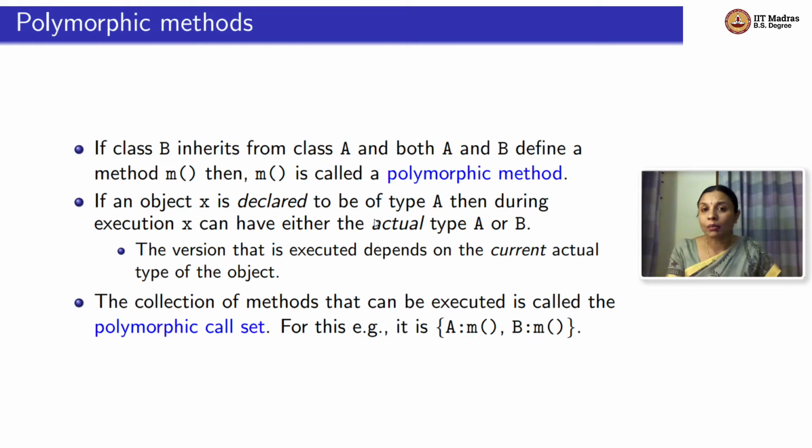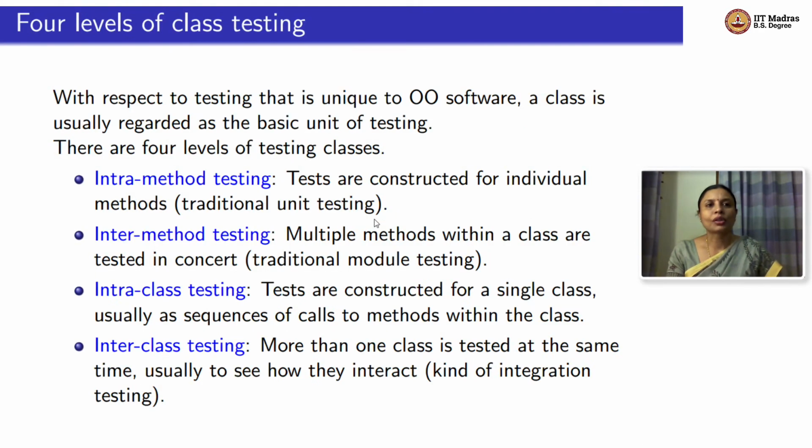Any of these methods can be called by another method in the call graph. And we don't know which version of the method, A's version or B's version, will be called, and we can't determine this statically, in the sense that this happens when the program executes. We have to wait for the program to execute.